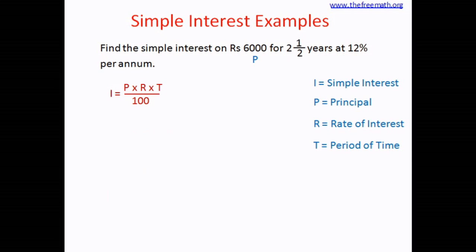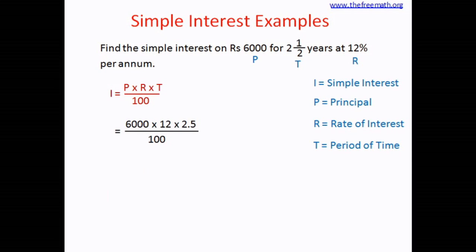So if you look at the problem, P, principal, is 6000, R, rate of interest, is 12%, and T, which is period of time, is 2.5. So for 2.5, either you can convert this to an improper fraction and write 5/2. That is one option. Or the other option is to use a decimal number and use 2.5. What I'm going to do is use the decimal number, which is 2.5. If you don't want to use a decimal number, you can always use 5/2. It's your choice. Whatever way you solve the example, you are going to get the same answer.